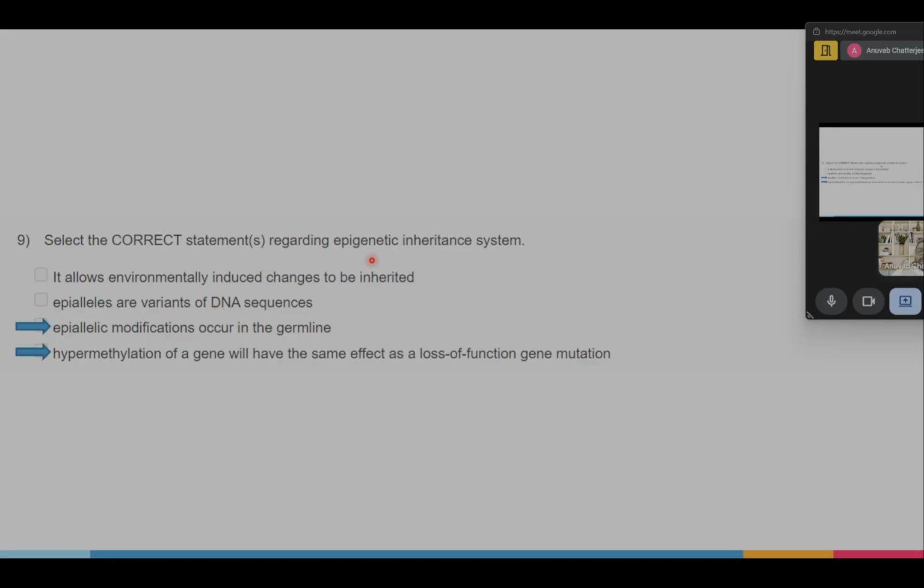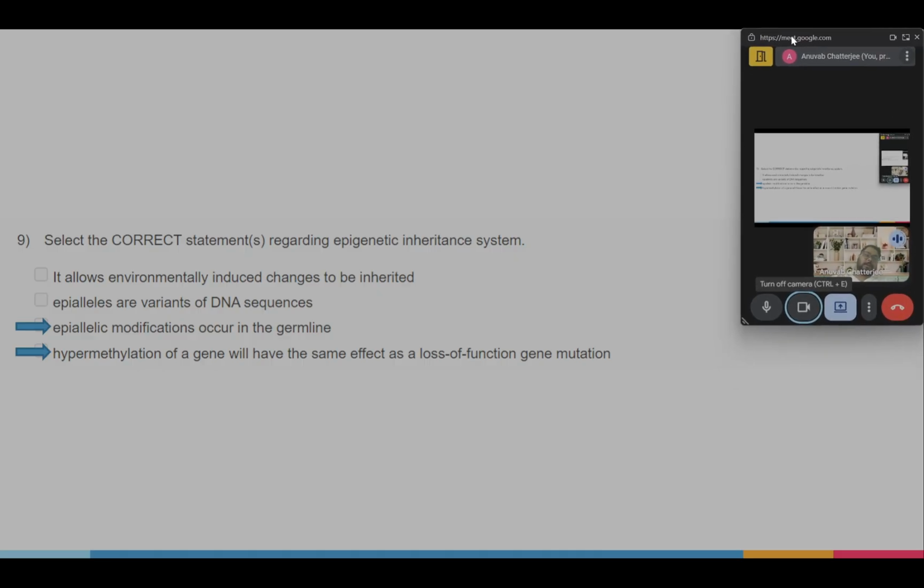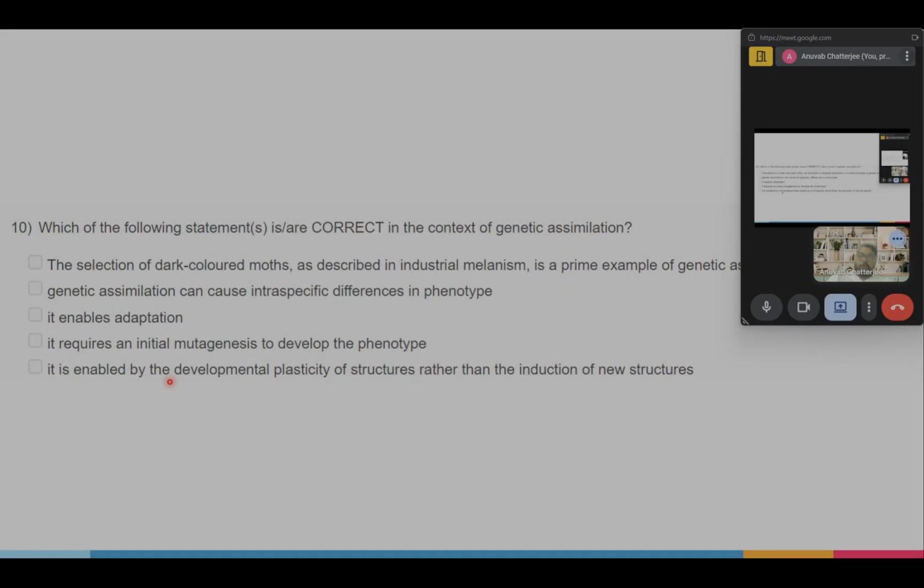So select the correct statements regarding epigenetic inheritance systems. The answer is epiallelic modifications occur in the germline, which is obviously the case because otherwise it cannot be inherited across generations. And hypermethylation of a gene has the same effect as loss of function gene mutation. This we have seen in classes way earlier, where hypermethylation gives rise to loss of function. And this is also epigenetic inheritance because no changes in the actual DNA sequence occur.